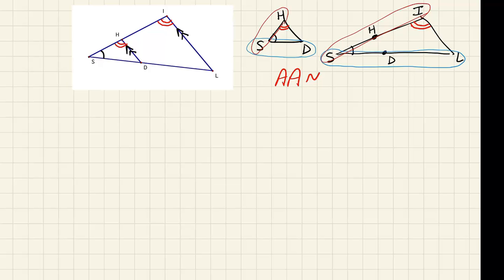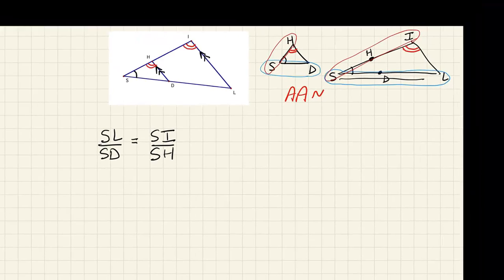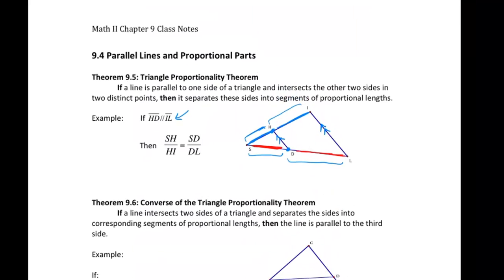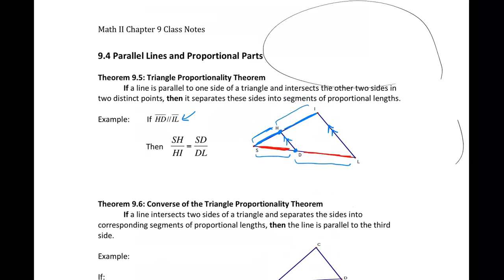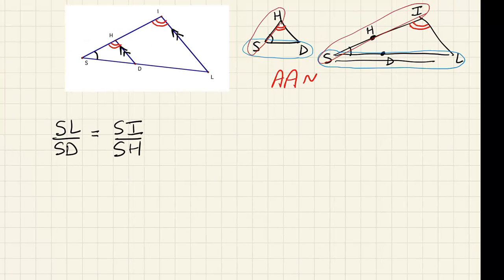I'll start with the big triangle. We could say that the side SL, so that's this big side, divided by SD, would be equal to SI divided by SH. If you want to take notes on that, that's great. I'm doing it on a separate page because I didn't really have enough space over here. I don't know if it would really fit over here or over here, but it's up to you. You could always take a separate piece of paper out.